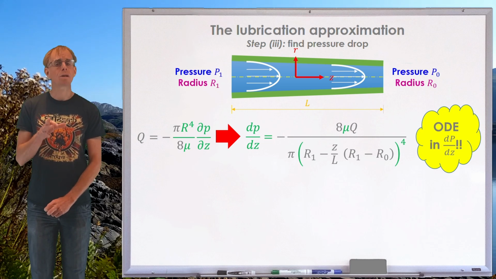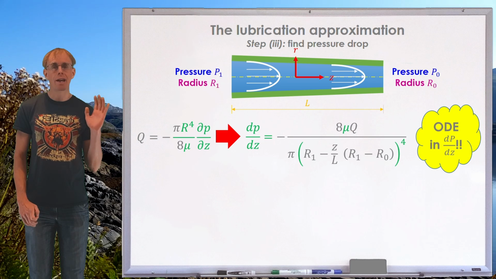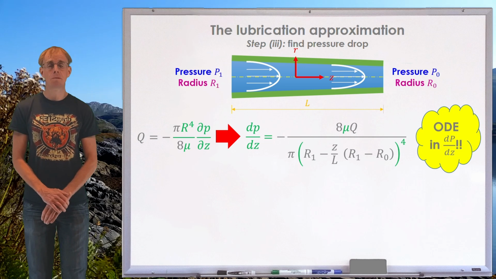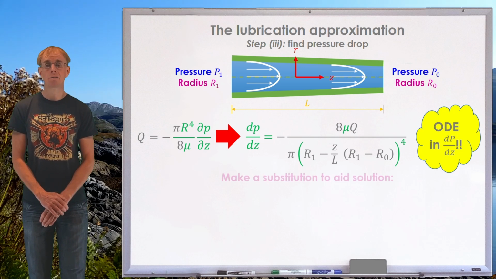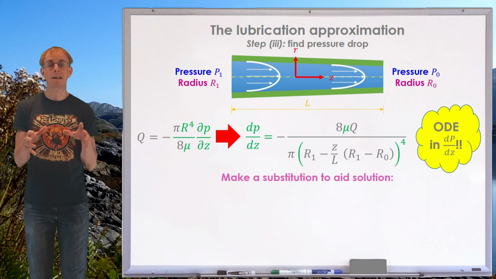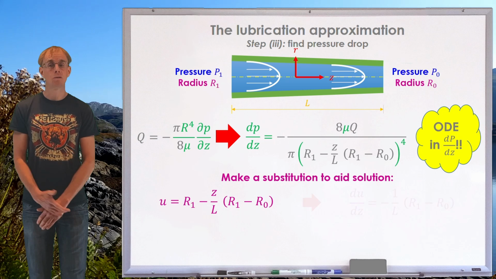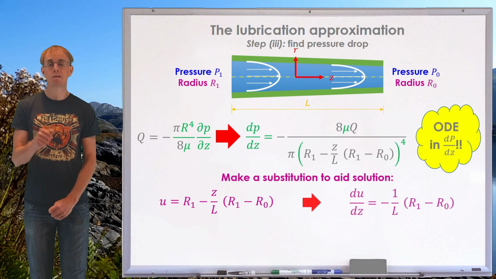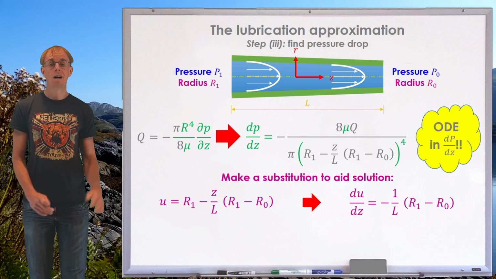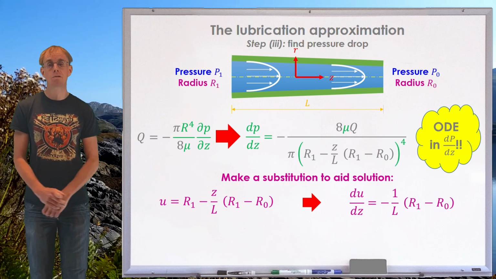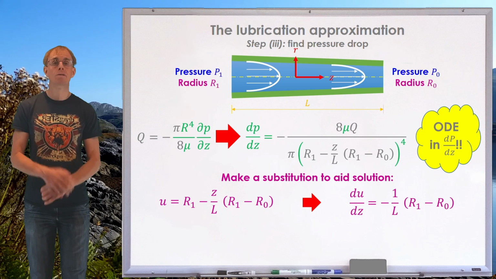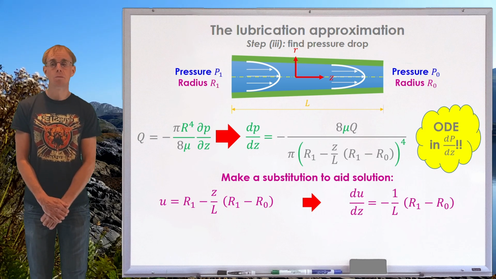Now, of course, we need to be a little bit careful because in the denominator, z appears in that quartic expression. So to make life easy, I'm simply going to make a substitution. I'm going to say let that quartic bracket just equal a parameter. Let's call that parameter u. And then if I take the derivative of u with respect to z, I end up with a combination of terms involving L and R1 and R0. And I'm just going to rewrite my differential equation with that substitution.